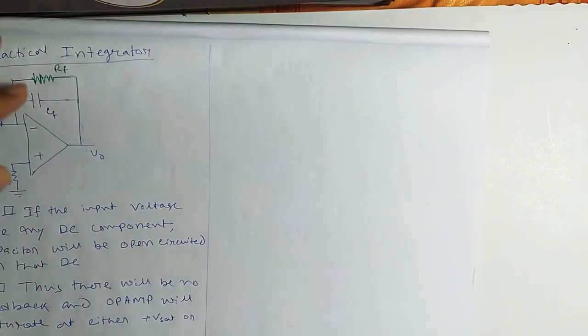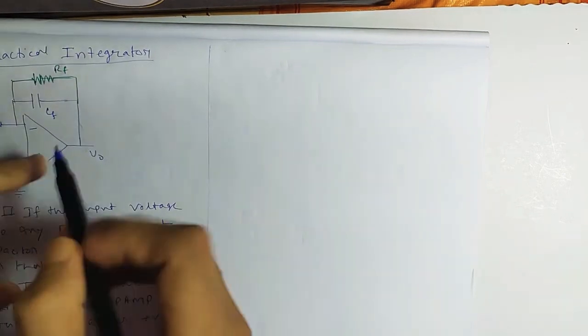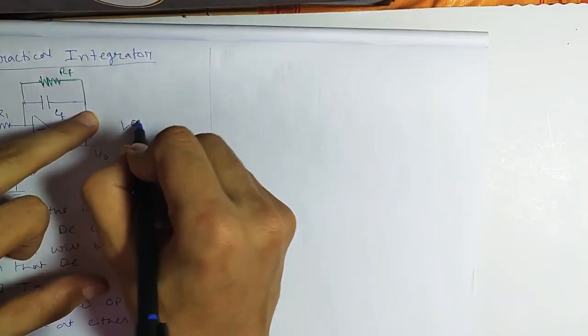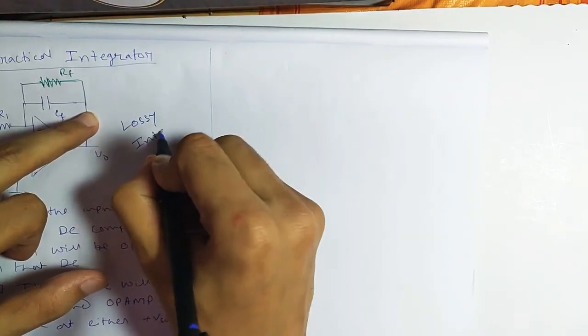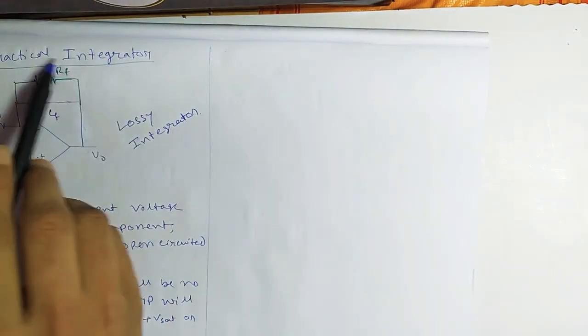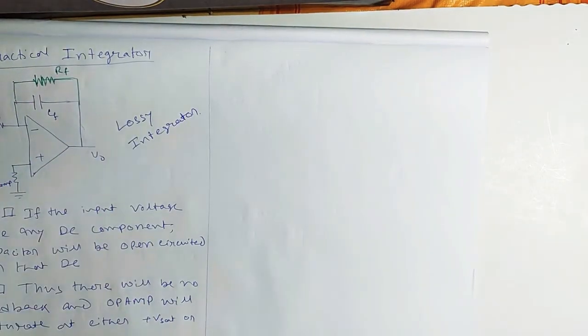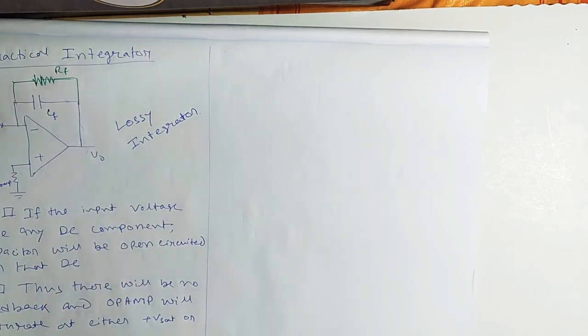And this kind of integrator is known as a lossy integrator. Due to this RF, the slope will not be uniform. That's why it is known as a lossy integrator. Now we will discuss the output potential for this case.